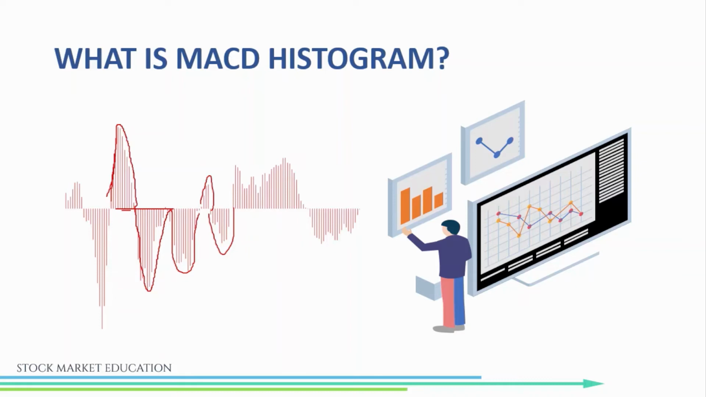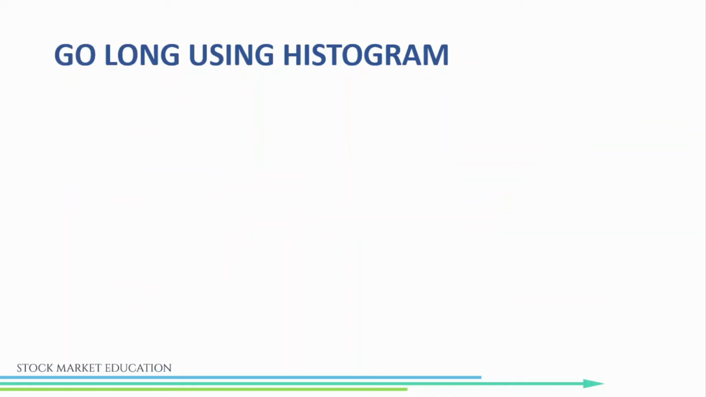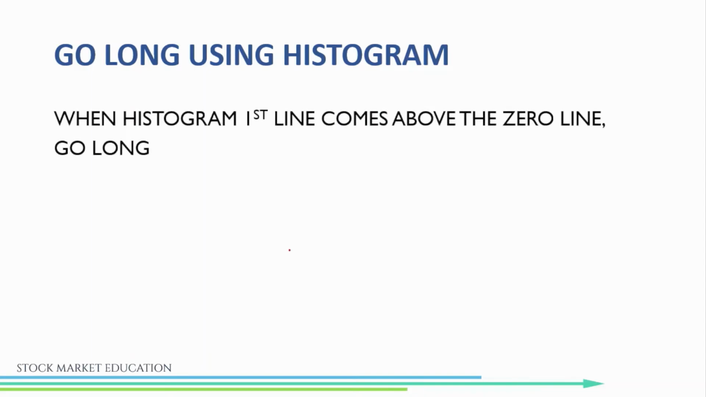Now how do we go long using the histogram? Whenever the first histogram bar comes above the 0 line, just imagine there is a 0 line and some bars are below it, and whenever we get the first bar above the 0 line, we have to go long. And wait till what point?